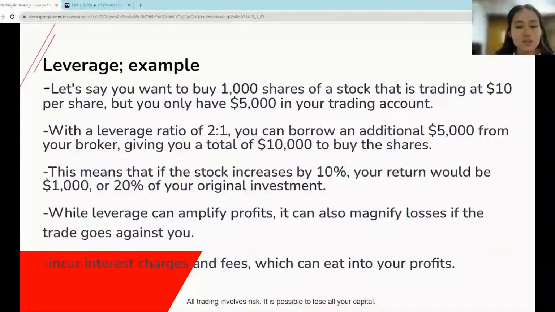It's important to note that the use of leverage involves borrowing money and incurring interest charges and fees. We kind of talked about this when we were introducing the martingale strategy. Therefore, it's crucial to understand the risk that's involved if you decide to use the martingale strategy or if you decide to use leverage.